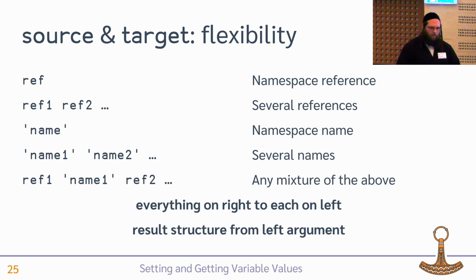Where we're going to get from or set to also specifies the kind of result we get if we fetch the values. So if we have a matrix of namespaces that we want to get values from, we get a matrix of those names' values.